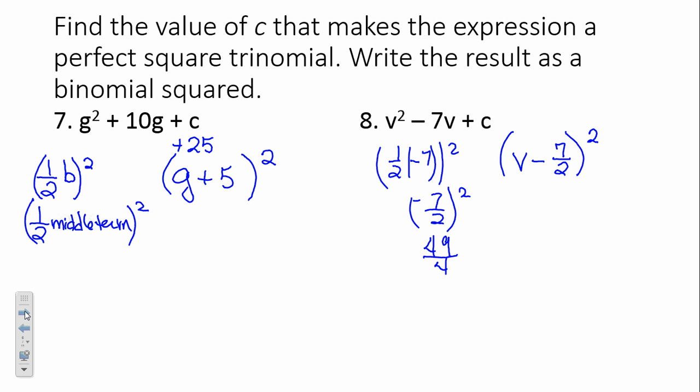Okay, let's look at another one. The next one on your sheet says that we are to take y squared minus 14y plus c and figure out what has to be added to it to make it a perfect square trinomial so we can write it as a binomial squared. So the first step is always to take half of the middle term and square it, right? Half of the negative 14 and square it, okay?